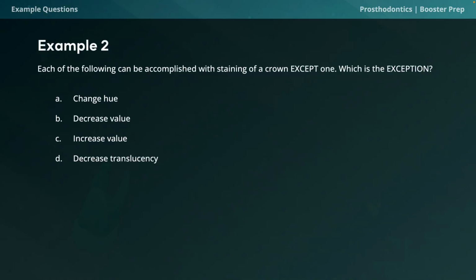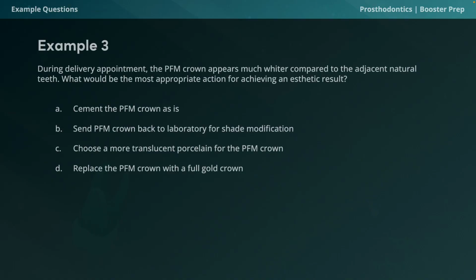Each of the following can be accomplished with staining of a crown except one. Which is the exception? Again, pause the video if you need, but the answer is C, increased value. Remember, guys, out of value, hue, and chroma, value is the only one that can't be increased after the restoration is fabricated. It can be decreased or the restoration can be made darker, but not the other way around. Okay, I have one more for you guys.